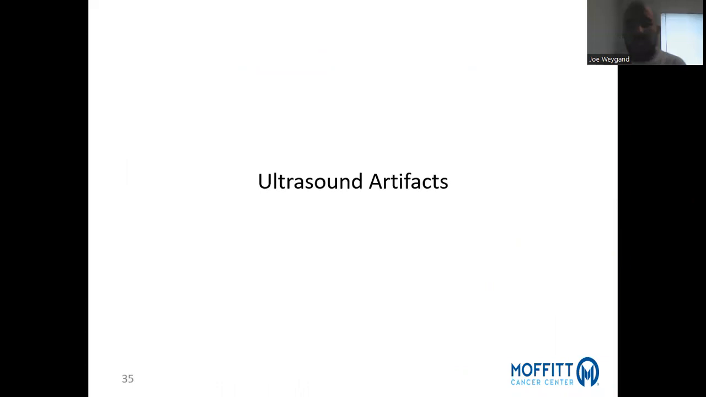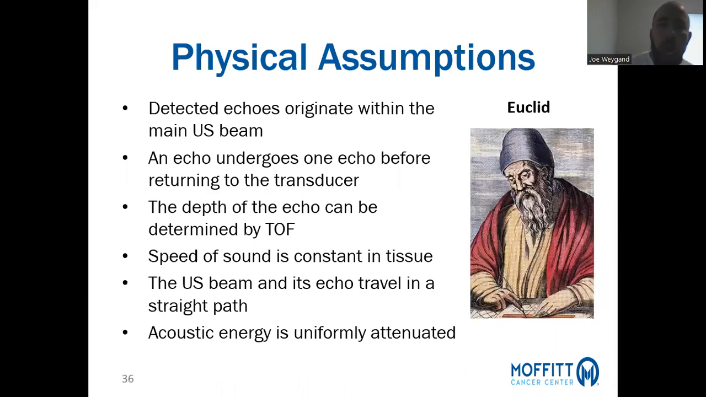So let's switch gears and talk about the artifacts that arise in ultrasound. Whenever you want to understand the artifacts that arise in a given imaging modality, it's often advantageous to figure out what the physical assumptions are that that imaging modality uses to produce its images, right?